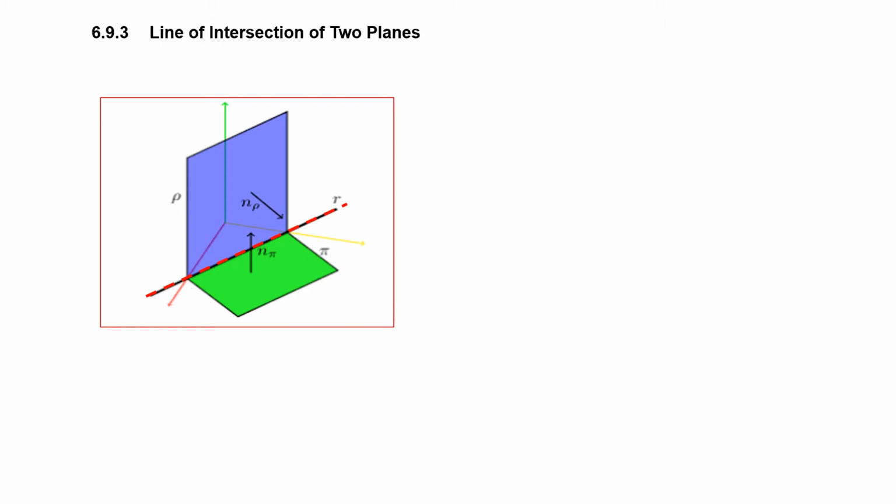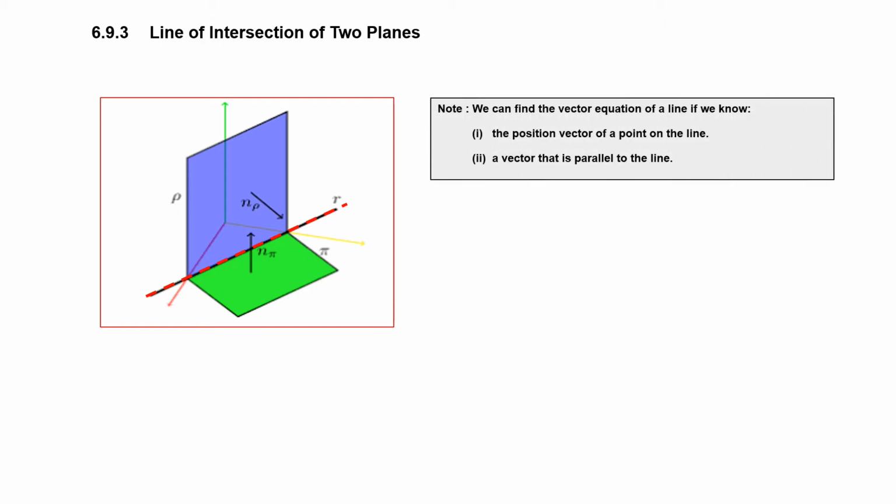To find the vector equation of the line, you need two pieces of information: a position vector of a point that lies on the line, and a vector that is parallel to the line. With these two pieces of information, only then can you write out the vector equation. Now, how to find a vector that is parallel to the line in red color, the intersection line?